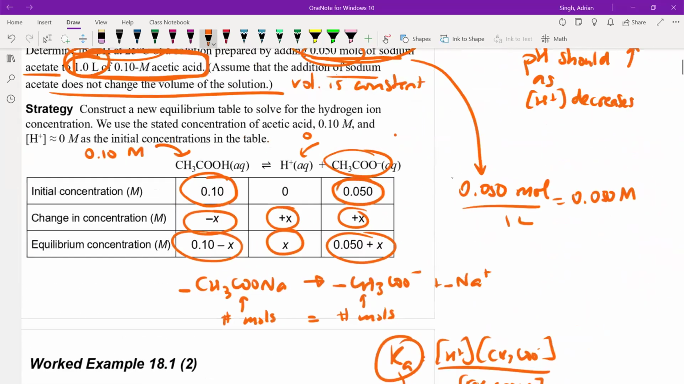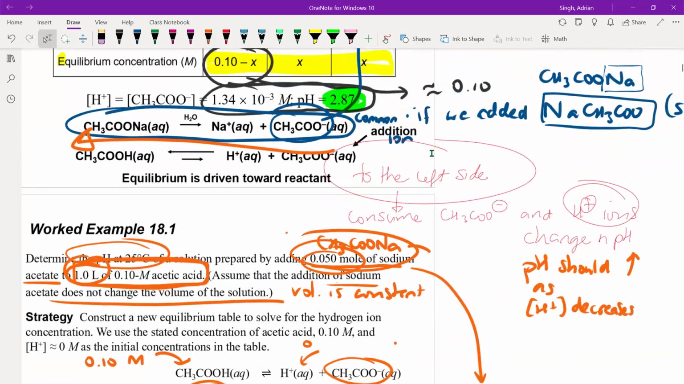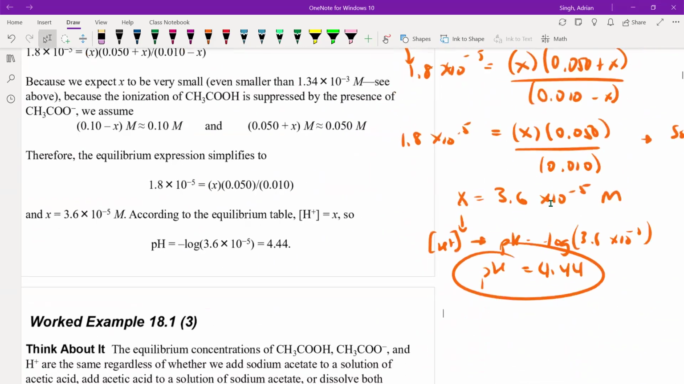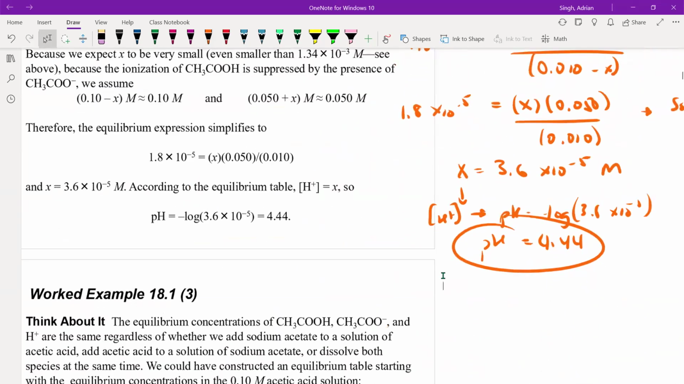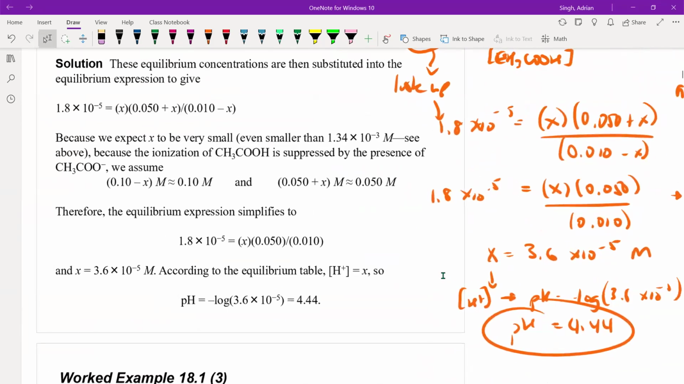And because that forces the equilibrium to the left side, the H plus concentration decreases. We expect the pH then should increase, right? So originally, just with the acetic acid, it was 2.87. Here we see that the pH has gone up to 4.44, right? So the answer does make sense. When we've applied this new idea of the common ion effect to the system, we're going to see this again when we get a little bit deeper into this section.